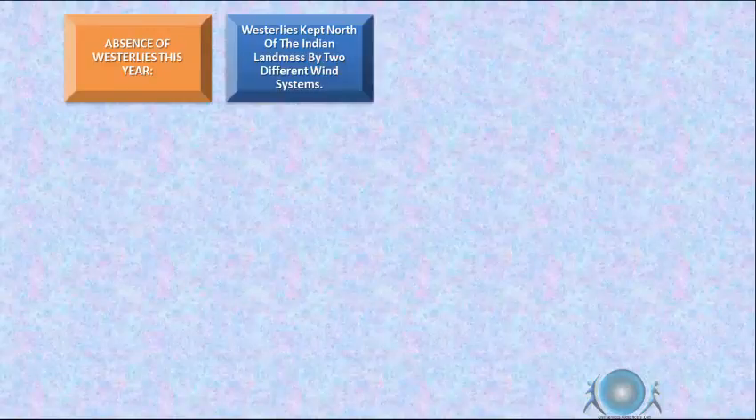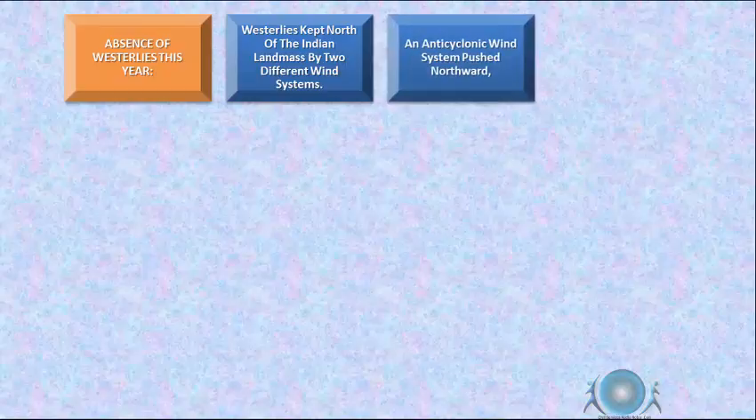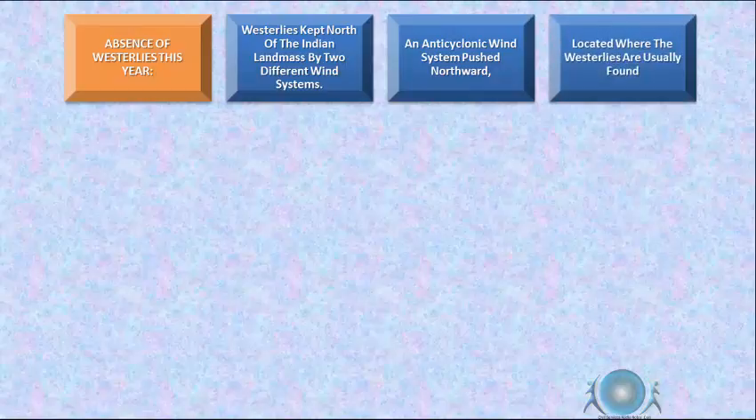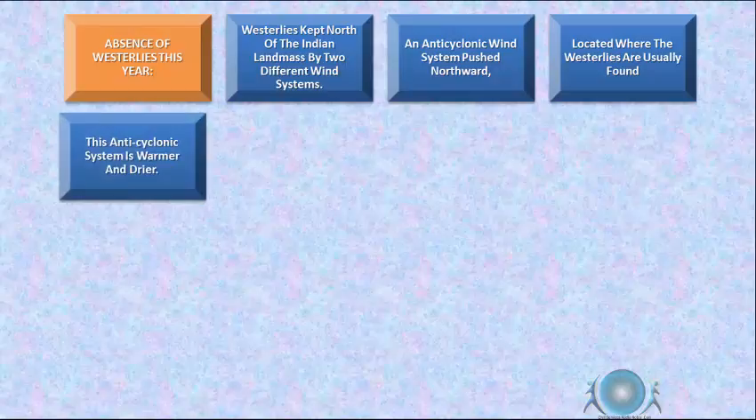But this year there has been an absence of westerlies. This year the westerlies have been kept north of the Indian landmass by 2 different wind systems. That is, an anticyclone wind system that is usually located south of the Indian peninsula has been pushed northward, and it is located where the westerlies are usually found at this time of the year. This anticyclonic system is warmer and drier.